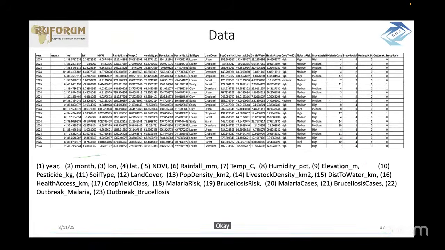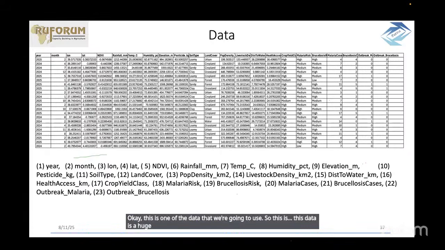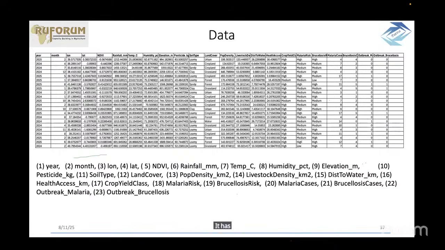Okay, this is one of the datasets that we're going to use. It's a huge dataset. It has information on year, month, also the geospatial location, NDVI, and so forth. If you have data like this, you have all these variables, and some of them are missing. So you have to understand data like this. Do you need all the information?